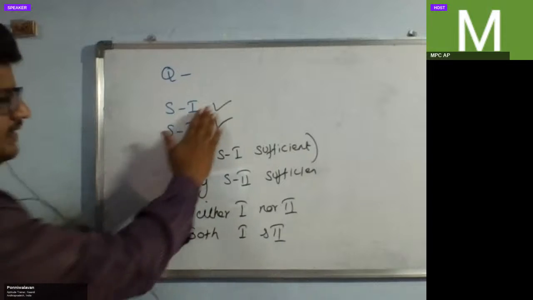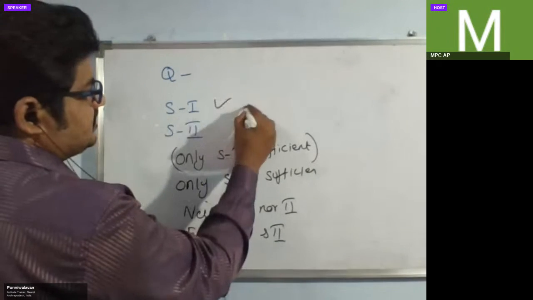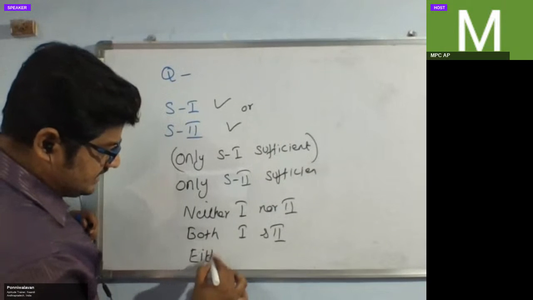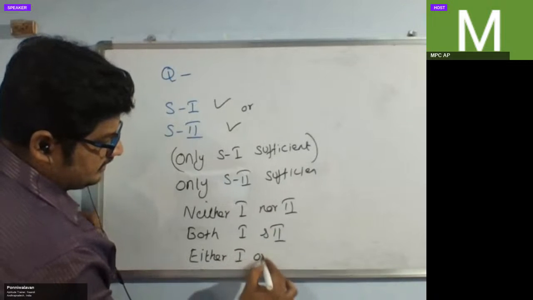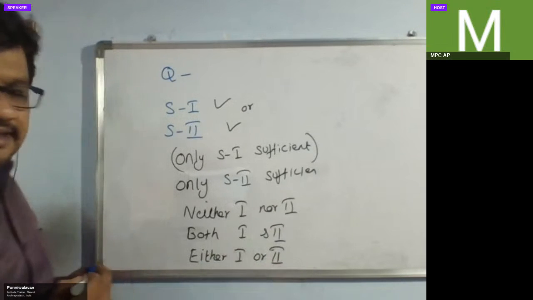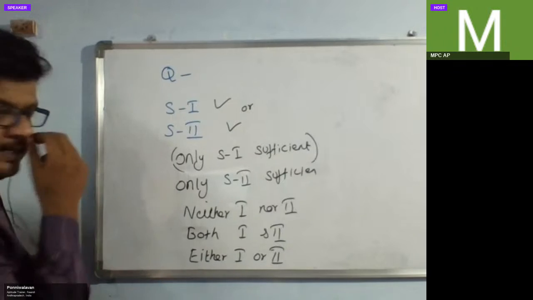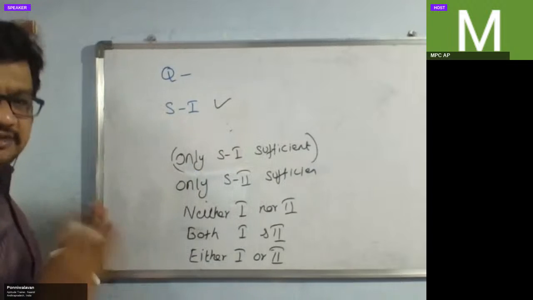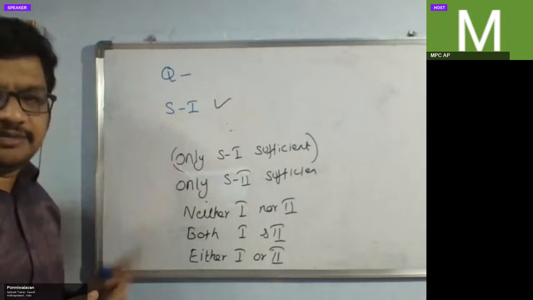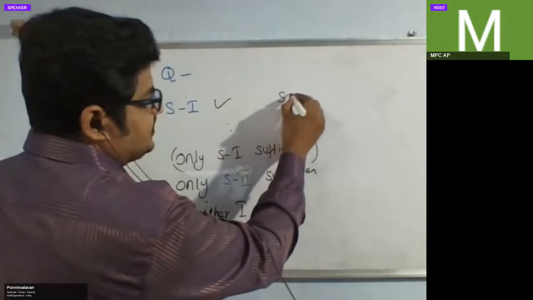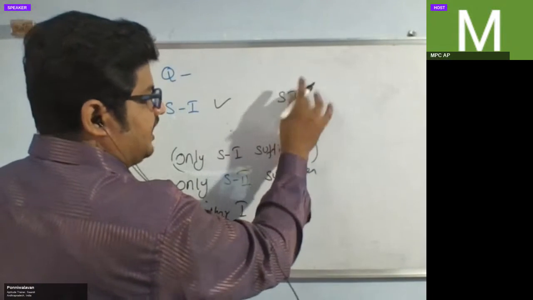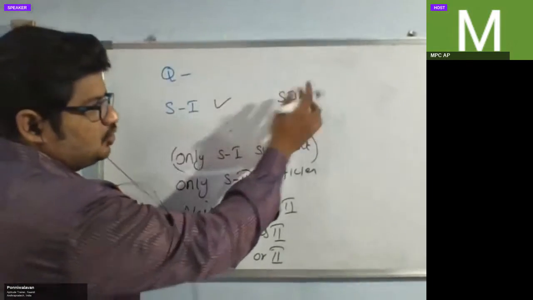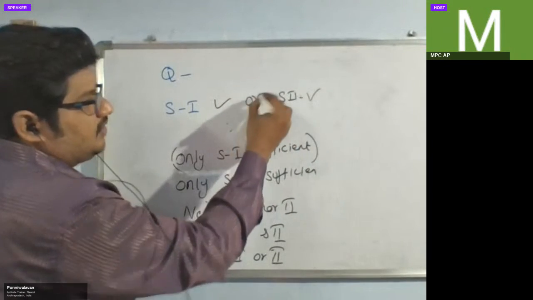One important case: this or this, either or. This is a very important case. Listen. That is the combination of these two. From statement 1 alone we can find the answer. Separately, from statement 2 alone we can also find the answer. That is either 1 or 2.